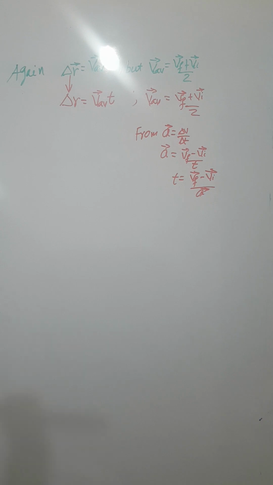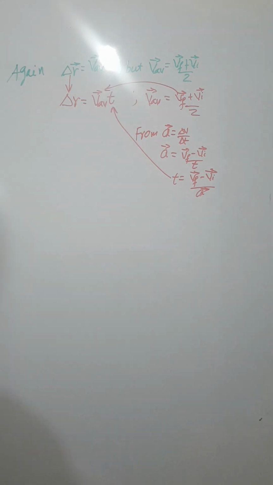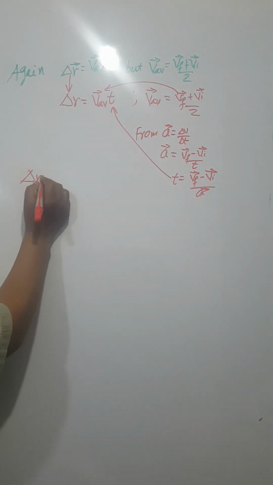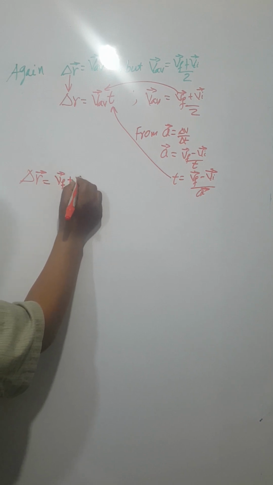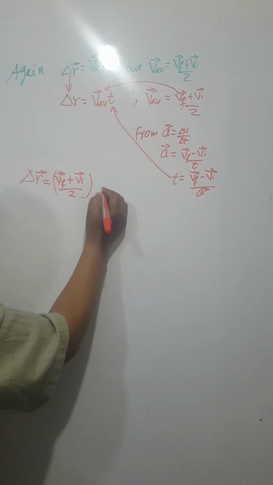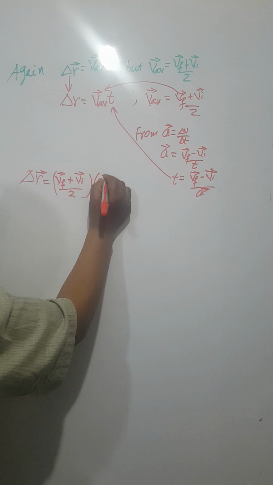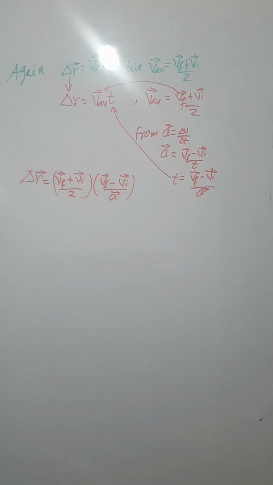Then we can insert the time instead of VAV, so that change in R is equal to VAV, which is VF plus VI divided by 2, times T, which is VF minus VI divided by acceleration. Now change in R is equal to VF plus VI over 2 times VF minus VI over acceleration.